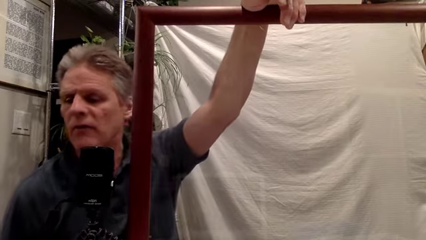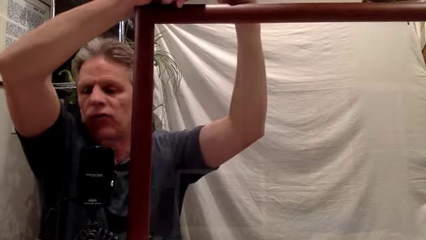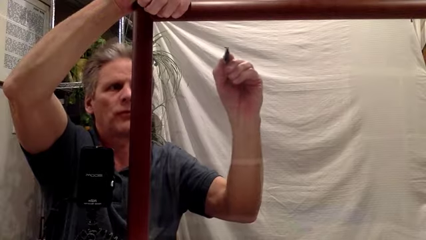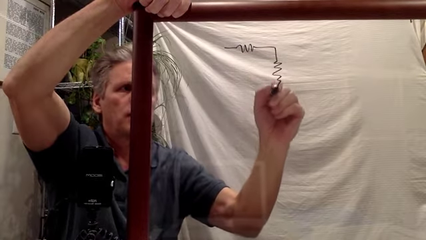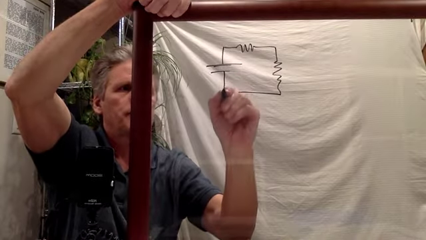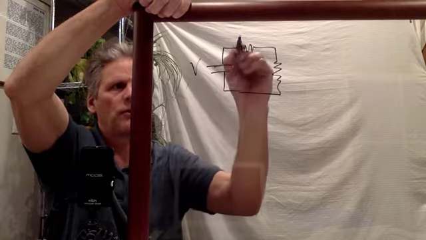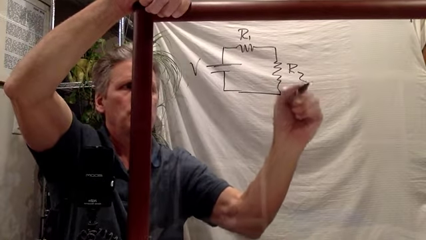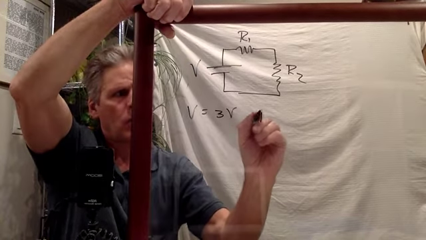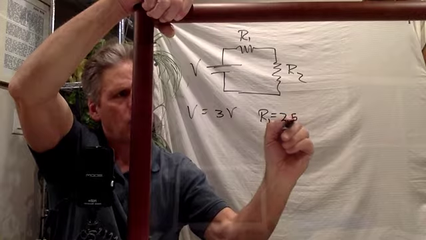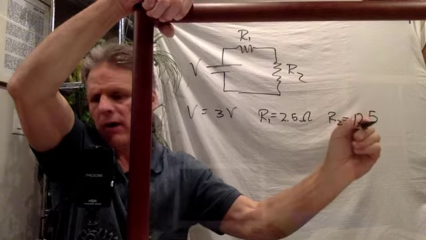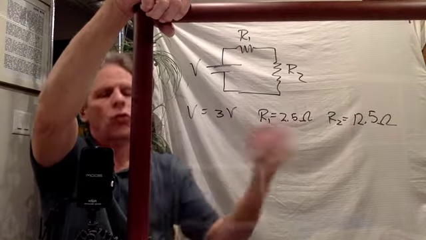All right, number 7. A 3-volt battery is connected to a series circuit containing 2.5 ohm and 12.5 ohm resistors. I'll just label this V, R1, R2. But we know V equals 3 volts, R1 equals 2.5 ohms, R2 equals 12.5 ohms. So what's the total resistance here?